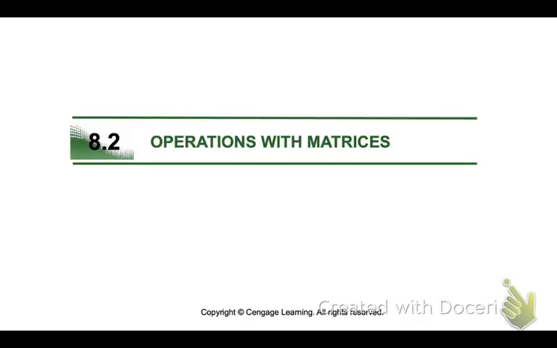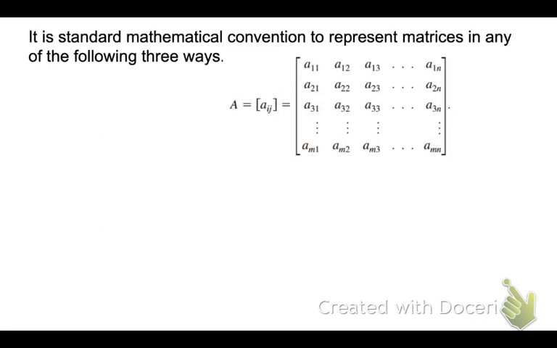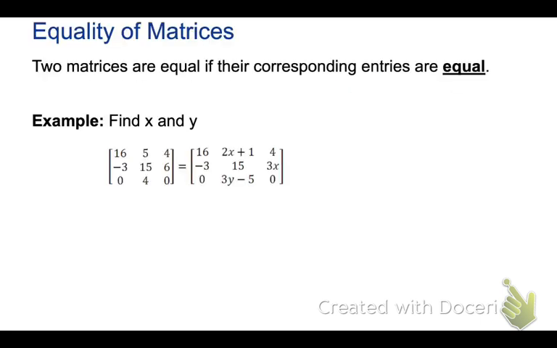8.2, operations with matrices. We're going to add, subtract, multiply matrices. We don't divide. Matrices we've talked about, we've worked with, we can name them with a capital, we can name them with a lowercase, and then the ij is the number of rows, the number of columns, because it's row columns all the time. So if I want this term, it's A sub 3, 2, that means it's in the third row, second column.